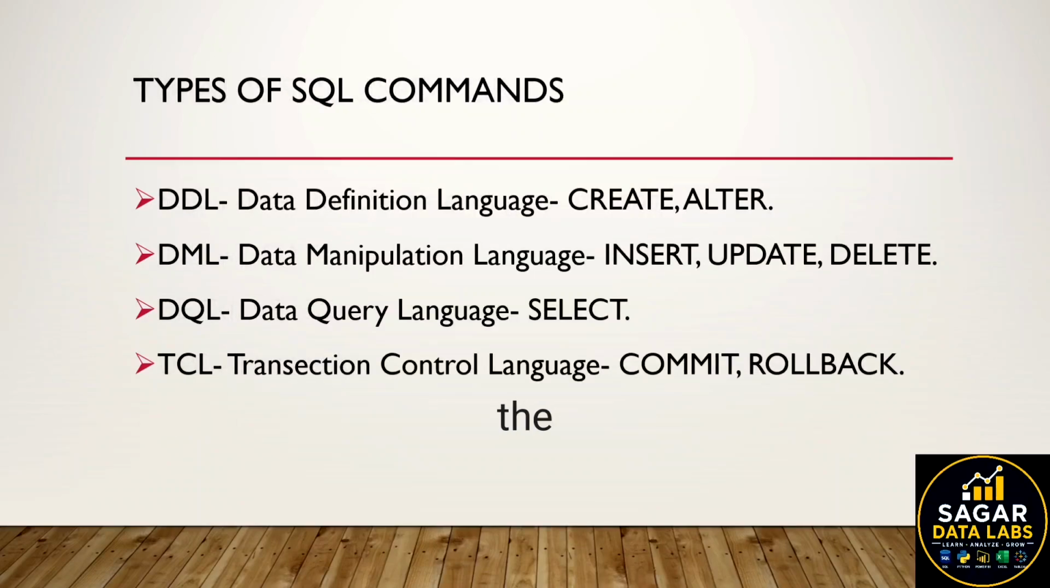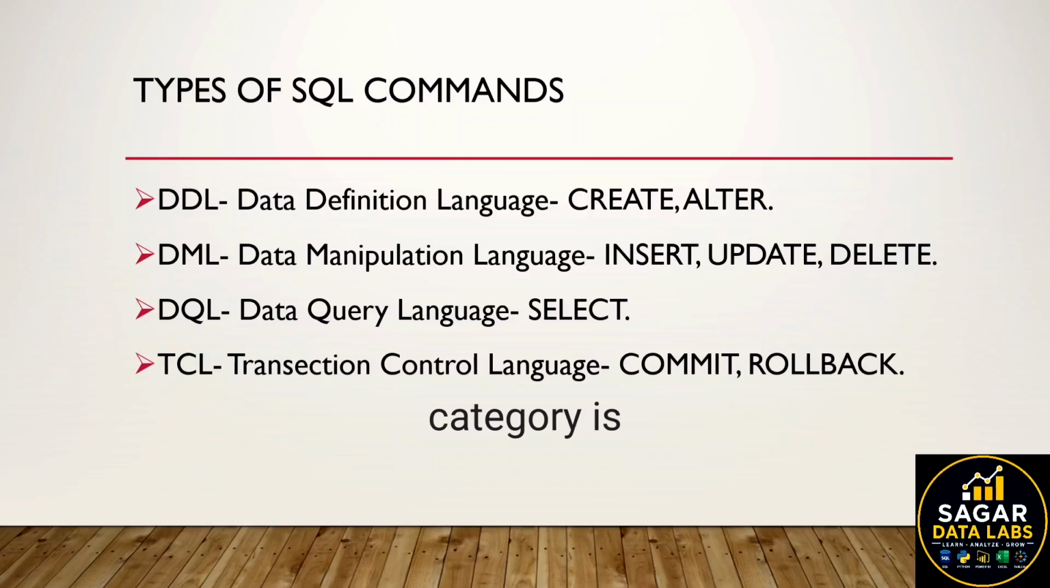Now, let's discuss the types of SQL commands. This is a very important topic, so pay attention and make sure you get it right. SQL commands are actually divided into four categories: DDL, DML, DQL, and TCL. Now, DDL stands for Data Definition Language. The commands which are used to create and alter databases and tables come under this category. So we have create and alter as commands here.